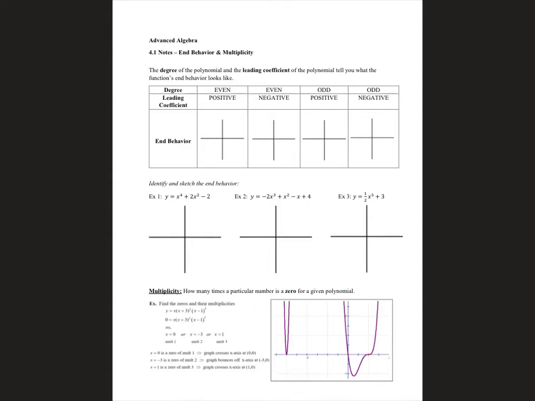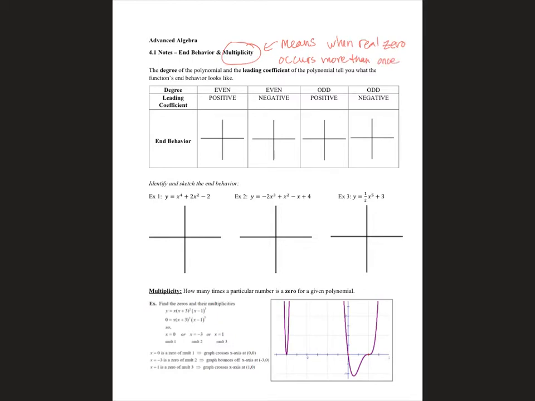So this word right here, multiplicity, means when a real zero occurs more than once. Okay? All right.